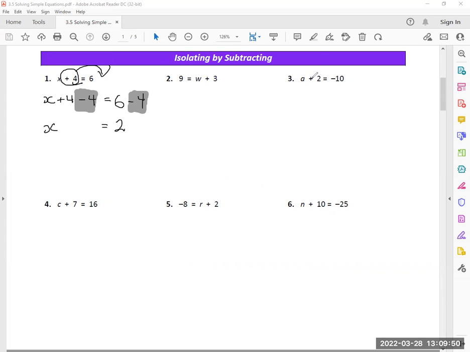Okay, that's the next one. A plus 2. The goal is to isolate the variable. So I want A all alone. How do I get rid of that thing? Yeah. Subtract the left side by 2, which means I subtract the right side by 2. That portion becomes a 0. This part becomes negative 12. There it is.